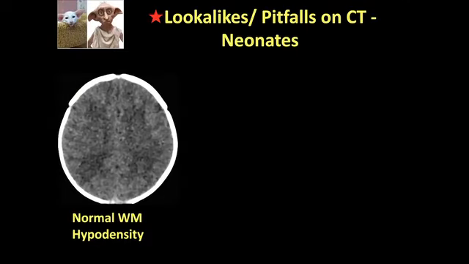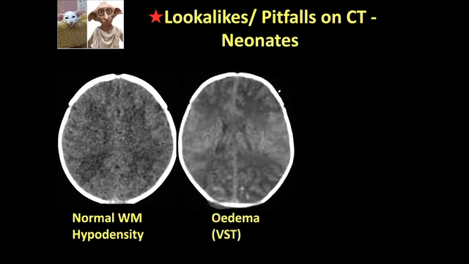So I just want to do some pitfalls, and probably one of the biggest pitfalls is neonates on CT, particularly if you're not used to looking at them. And that is because of the unmyelinated white matter. You have hypodensity. So normal white matter hypodensity is seen in neonates. And that can sometimes be quite difficult if you're not used to seeing it. So you should always try and have a reference image of a normal neonate's CT brain when you are looking and going, is this actually edema, as we see in this patient who had a venous sinus thrombosis?